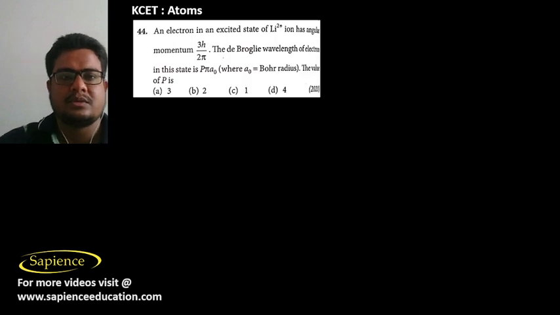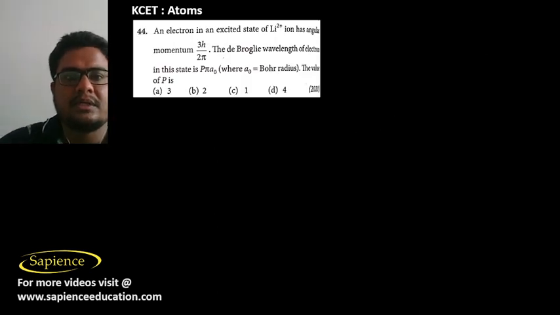Then in question number 44, it is told: an electron in an excited state of lithium Li2+ ion has angular momentum 3h by 2 pi. The de Broglie wavelength of the electron in this state is p pi a naught, where a naught is the Bohr radius. The value of p is?